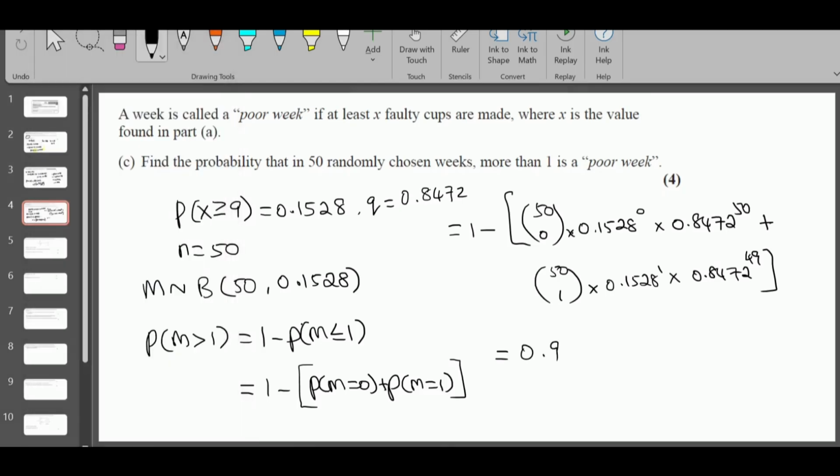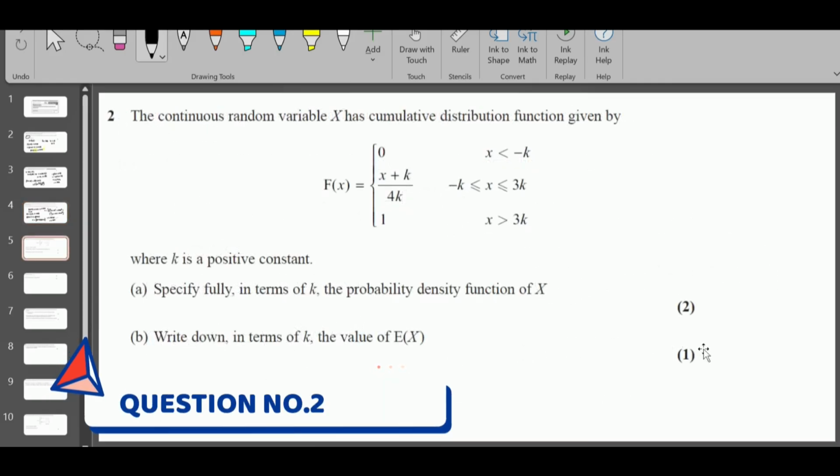0.99748 dot dot dot, round it to 3 significant figures, 997. That's all. Question number 2 now.